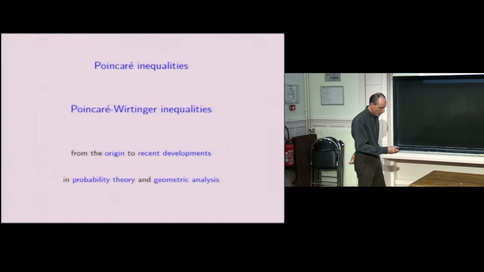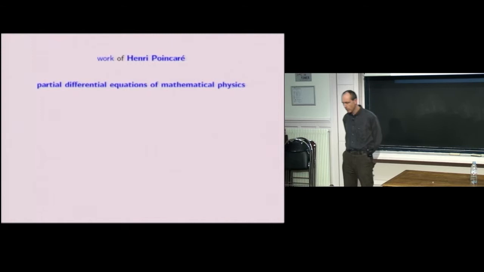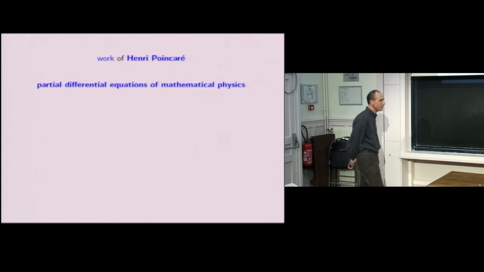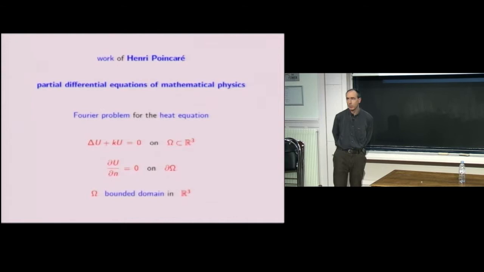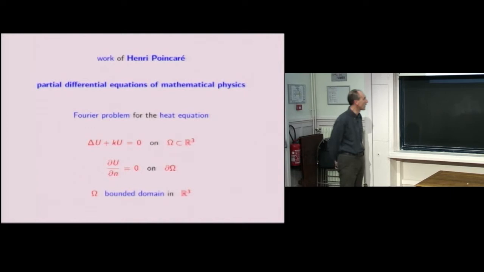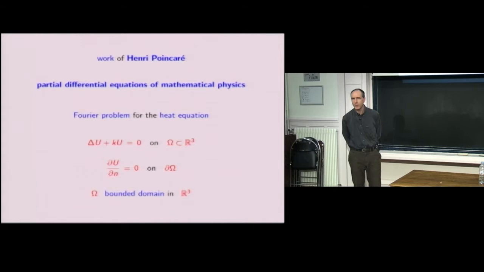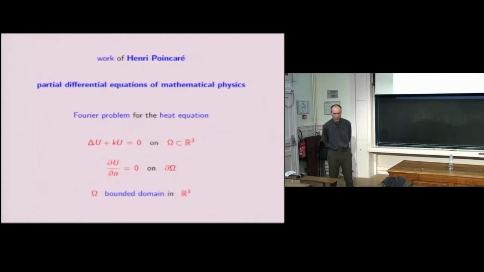So these inequalities actually arose in the work by Henri Poincaré, and more specifically in his study of the partial differential equations of mathematical physics, in which he studied a problem that he called the Fourier problem for the heat equation, which is just an eigenvalue or eigenfunction problem for the Laplace operator on a bounded domain with some boundary conditions. Here we will be concerned with the so-called Neumann boundary conditions, namely the normal derivatives at the boundary are zero.